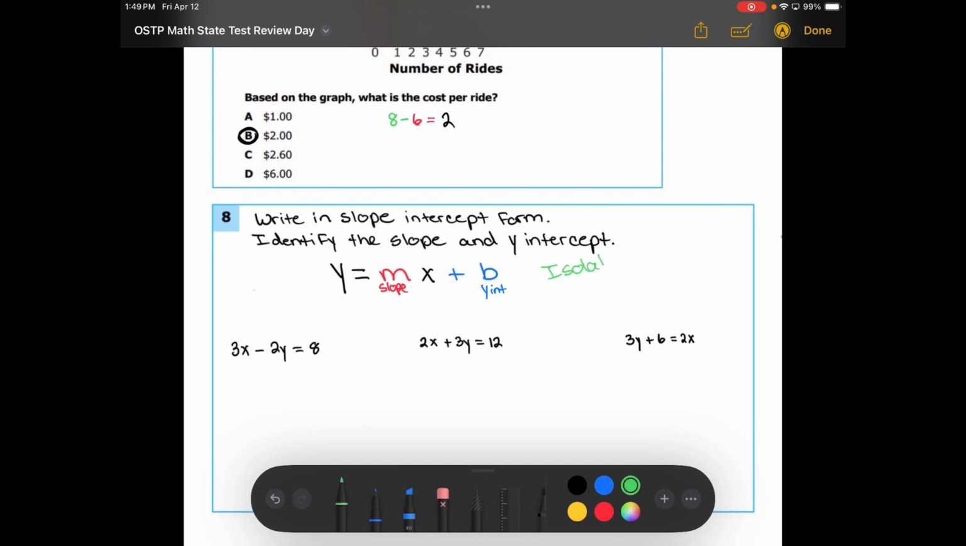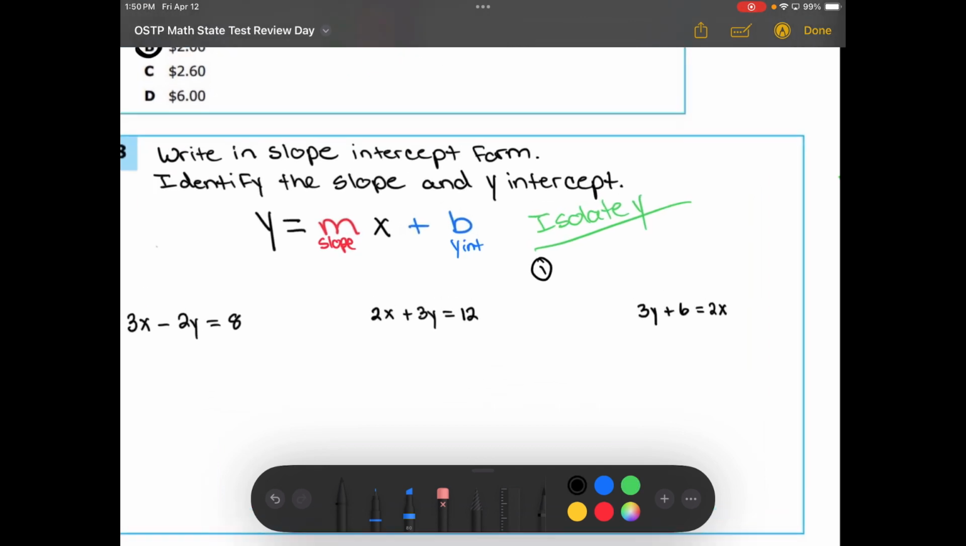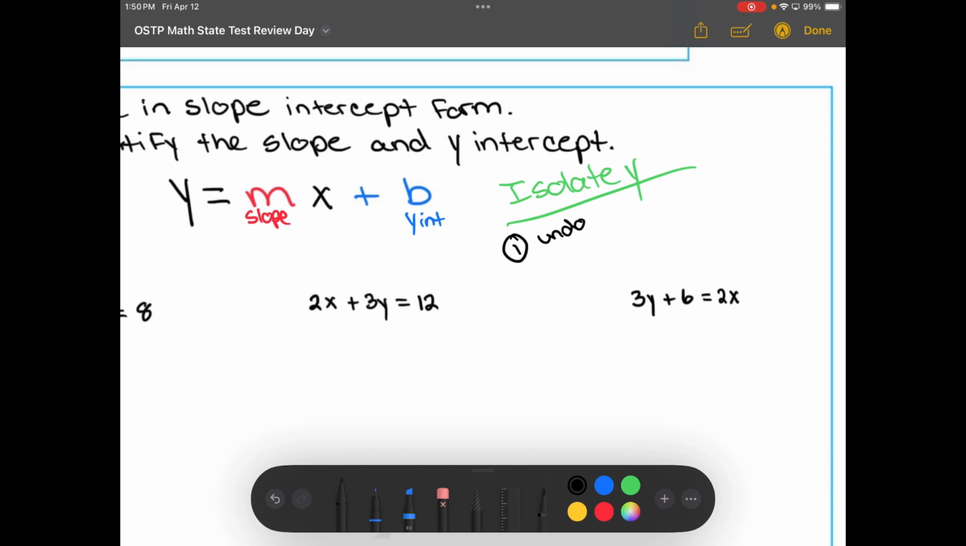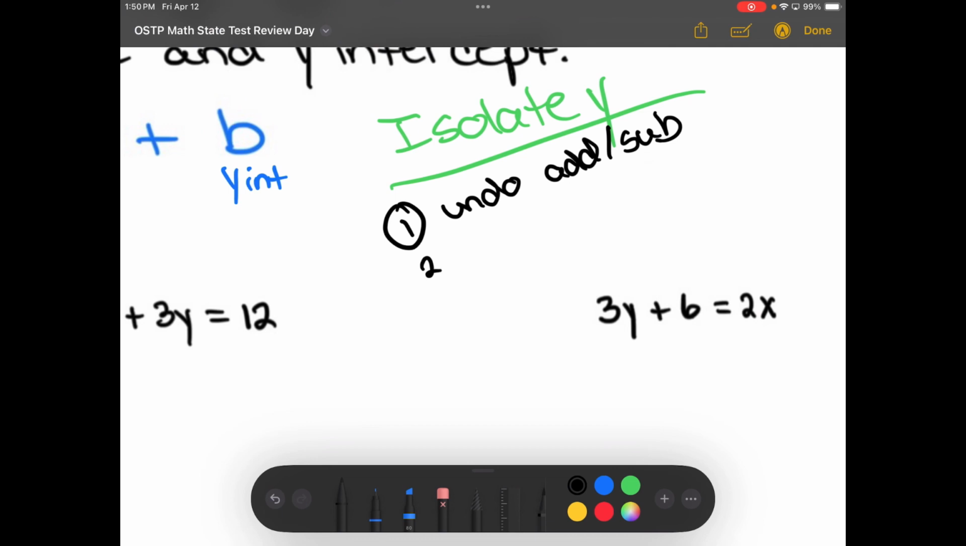Isolate y. Get y by itself in 2 steps. Step 1, undo addition or subtraction. Step 2, undo the multiplication or division. Now, in this case, everything's being multiplied, so you're only going to undo it with division. But sometimes you'll have something being divided that you'll need to multiply.